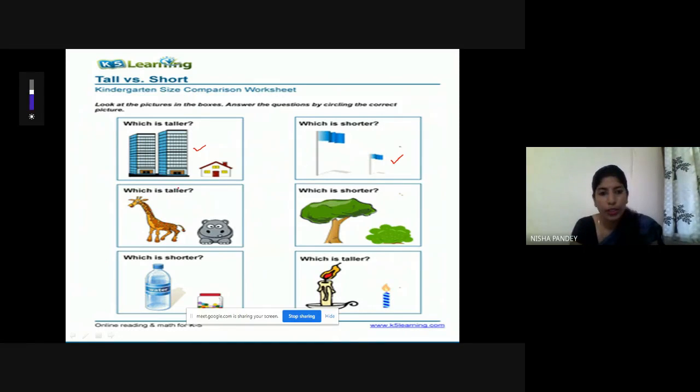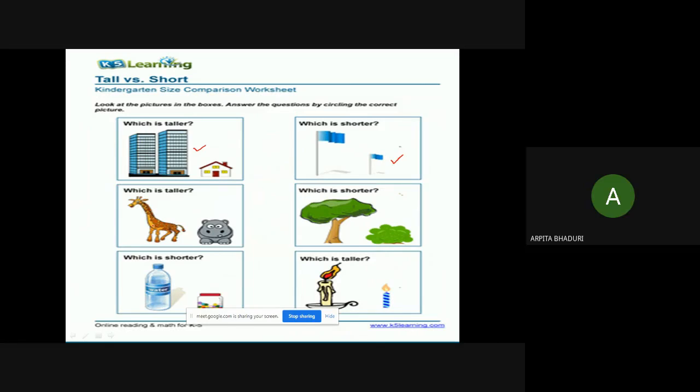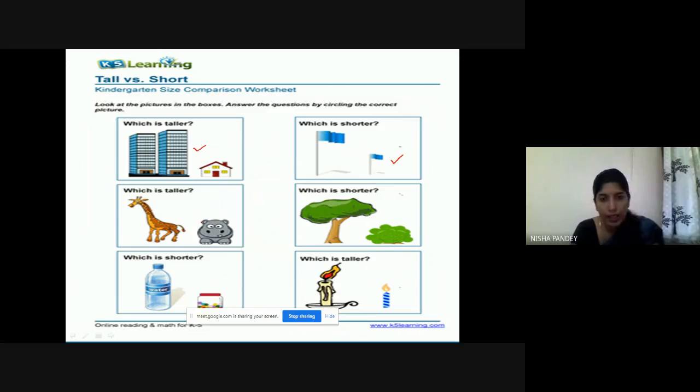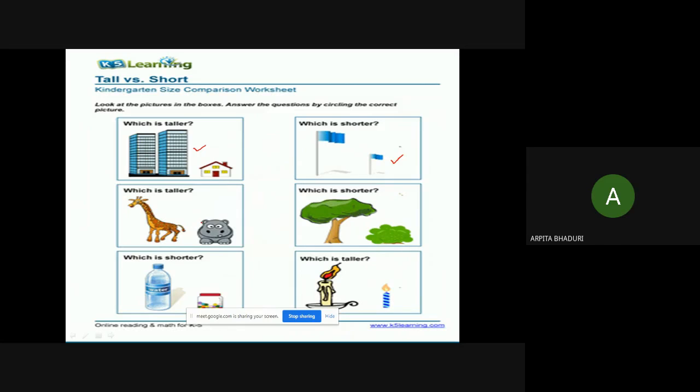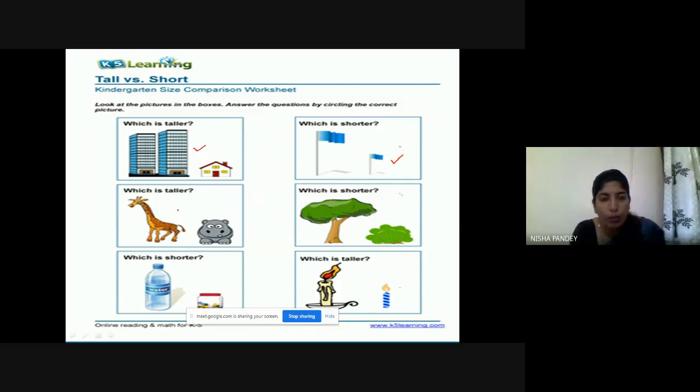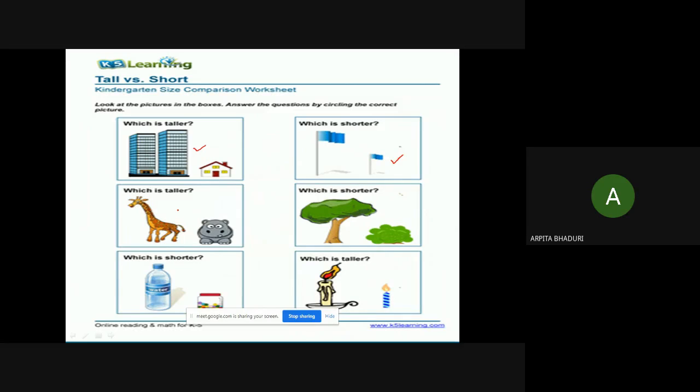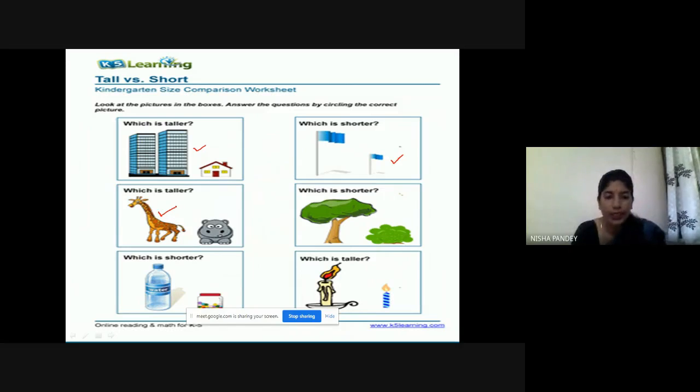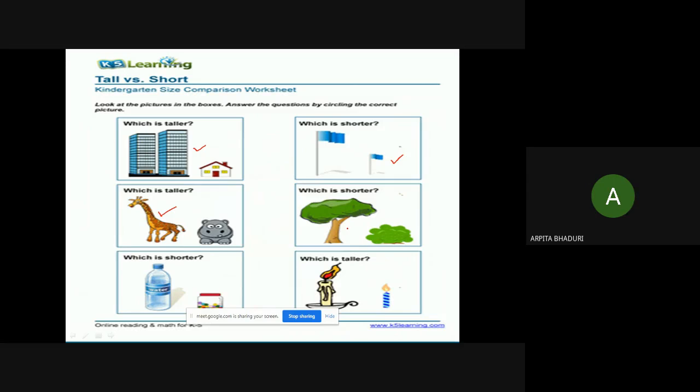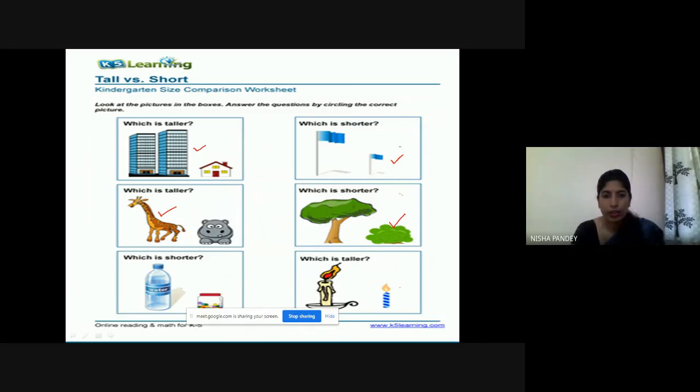Okay. Now you can see here, which is taller? You have two animals. Which animal is this? Giraffe. And this one is? Hippopotamus. Okay, very good. So which is taller, children? Ma'am, giraffe. You can see it easily and tell, yes, giraffe is having more height, so it will be taller. Which is shorter? So we have a tree and a grass kind of thing, or maybe a plant. So which is shorter, which has less height? Second one is shorter.